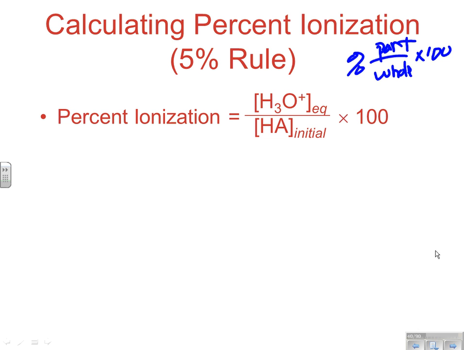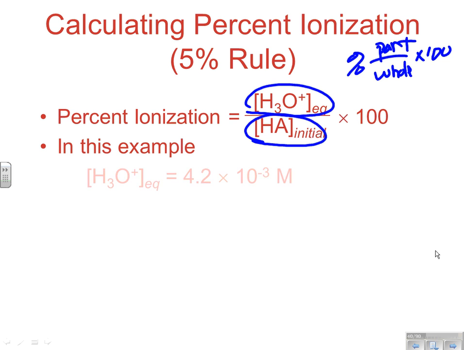On top, we're looking at the part that ionized. Remember, that would be at equilibrium our H3O plus concentration, because that all came from our original weak acid. And then the whole would be what we started off with for our initial value for that weak acid. If we divide those two and multiply by 100, we get percent ionization.